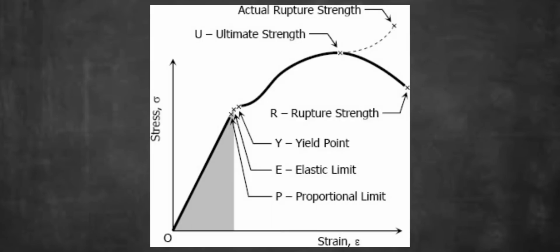And next, we have the stress and strain diagram. It is a diagram which represents the stress acting on the y-axis and strain on the x-axis. And this has different stages. First, we have P as the proportional limit, E, the elastic limit, Y, the yield point, R, the rupture strength, and U, the ultimate strength. So, these stages have different characteristics.